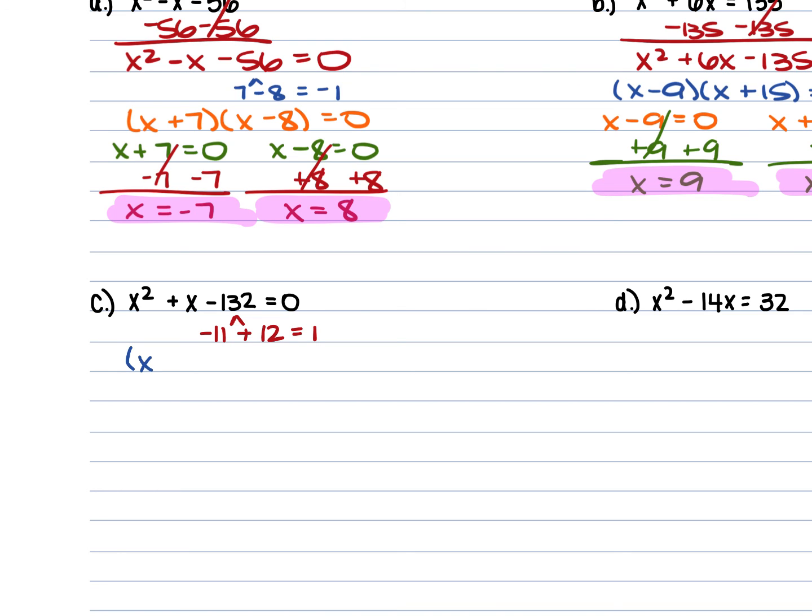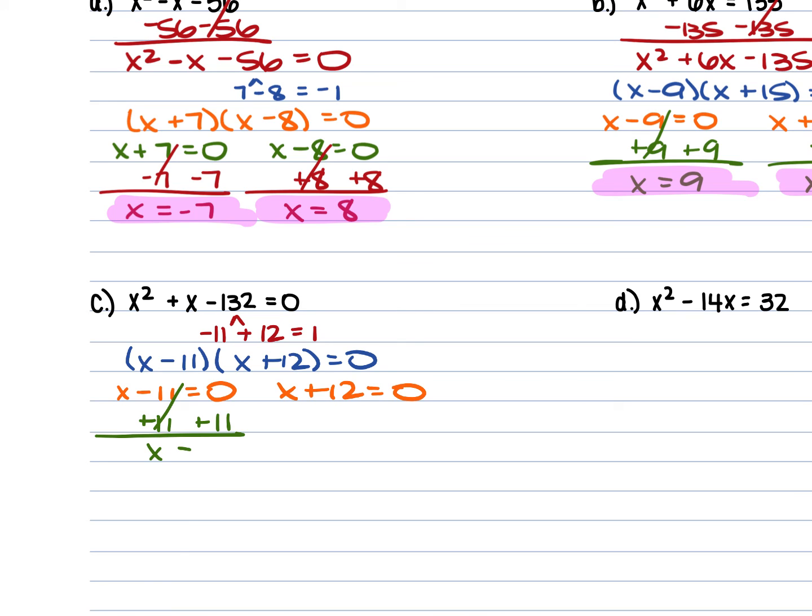So this is x minus 11 times x plus 12 is equal to 0. We set the x minus 11 is equal to 0. The x plus 12 is equal to 0. We move the 11 over by adding it to both sides. We have that x is 11. We move the 12 over by subtracting it from both sides, and we have that x is also negative 12.